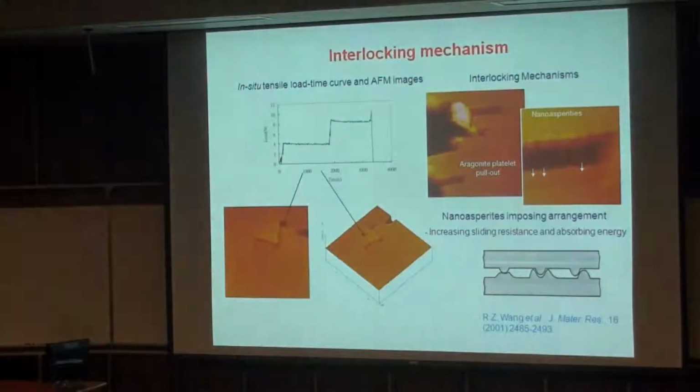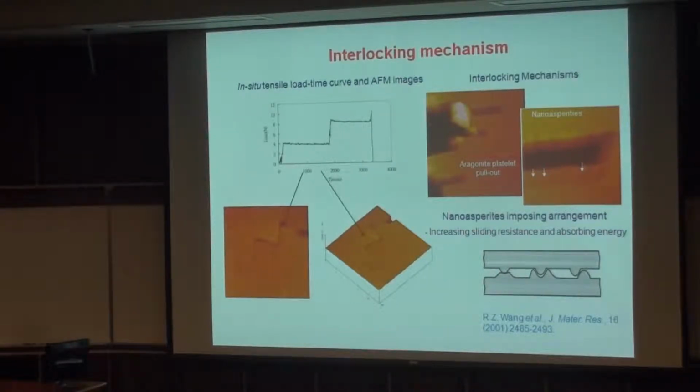And then how do we apply the principle we learned from Mother Nature to our composites? One mechanism is called the interlocking mechanism. Xiaodong published this paper in GMR 2001. Then we did experiments and used AFM to try to pull out those individual bricks. You can see those surface nanoasperities serve as interlocks against neighboring bricks.